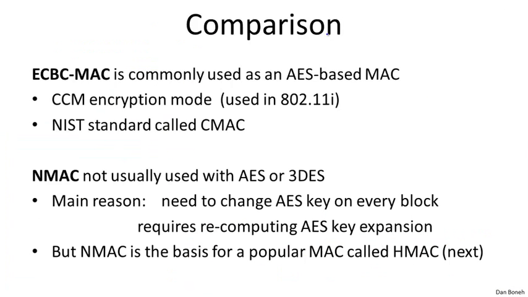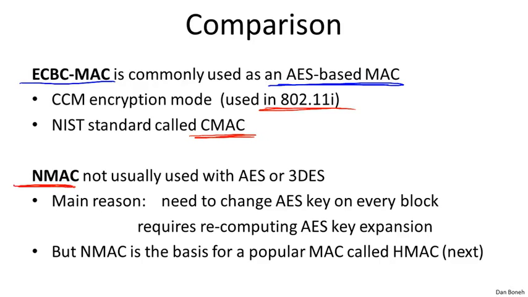To conclude, we've seen two examples: ECBC and NMAC. ECBC is in fact a very commonly used MAC that's built from AES. 802.11i, for example, uses ECBC with AES for integrity. There's also a NIST standard called CMAC, which we'll talk about in the next segment, that is also based on CBC-MAC.